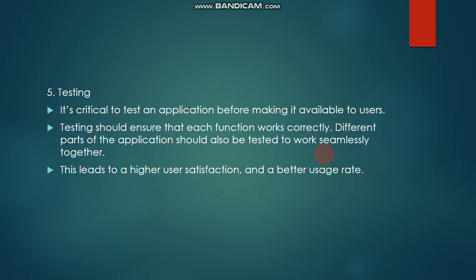Fifth one is testing. Testing is an important phase in the software development life cycle, because without testing, your project will have a lot of errors. That is not affordable here, because the user needs a project that is error free. So testing ensures that each function of your project works correctly, and the different parts of the application should be tested, because only when we test will we get the confidence that it will work correctly. And we do this testing for user satisfaction and for a better usage rate.